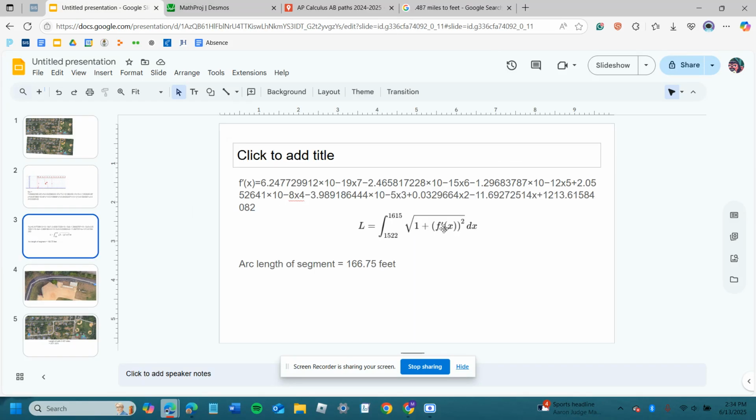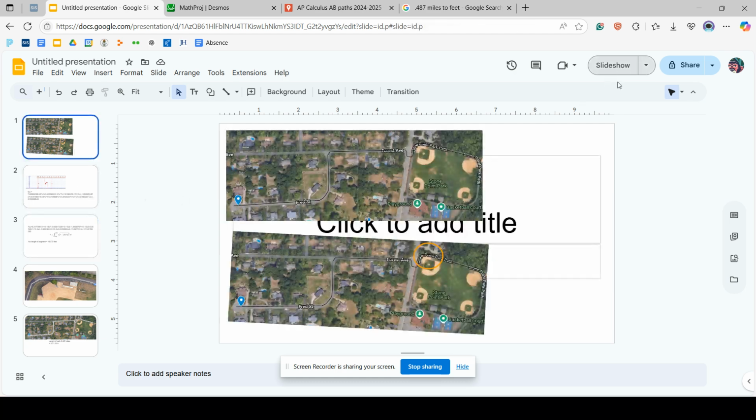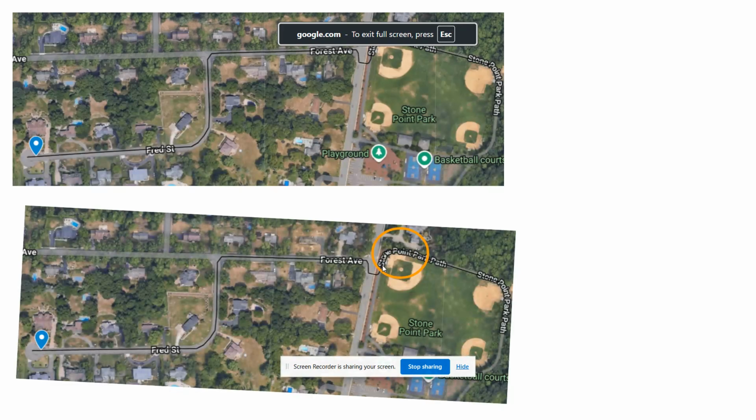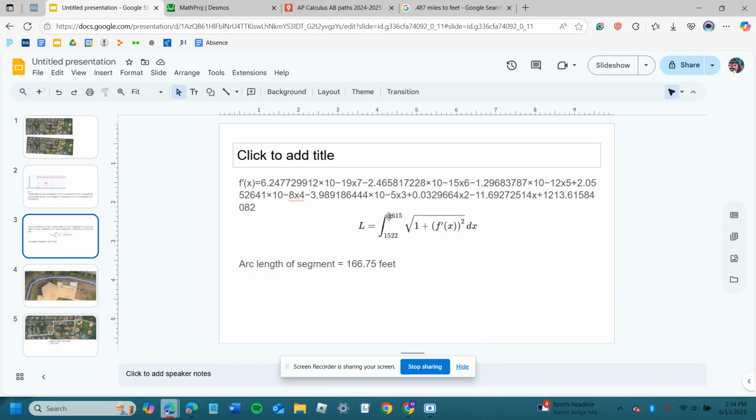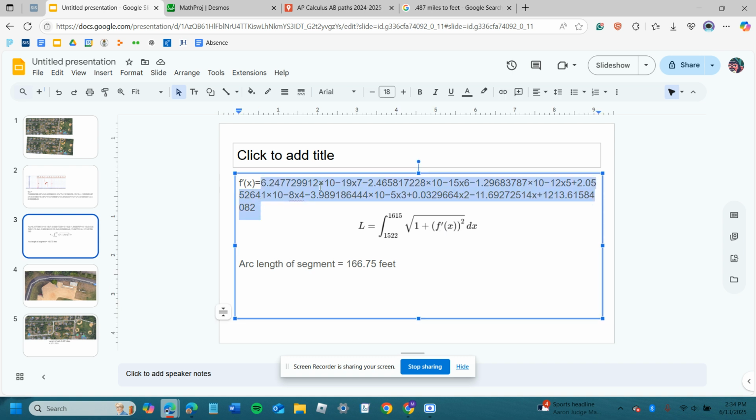To find the arc length, I wanted to find the arc length specifically of this bend here around this baseball diamond. So I had the arc length formula that we learned: the integral from a to b of the square root of 1 plus the derivative squared. I calculated the derivative here, so then it was just a matter of plugging it in.